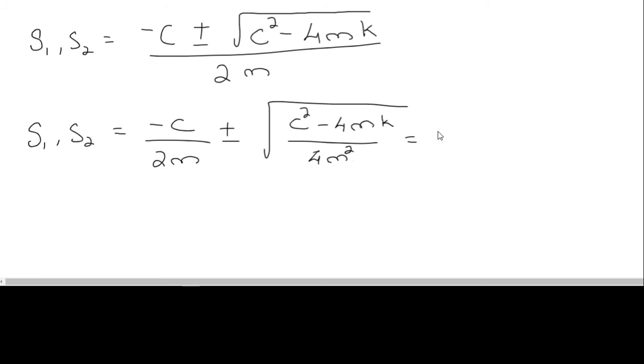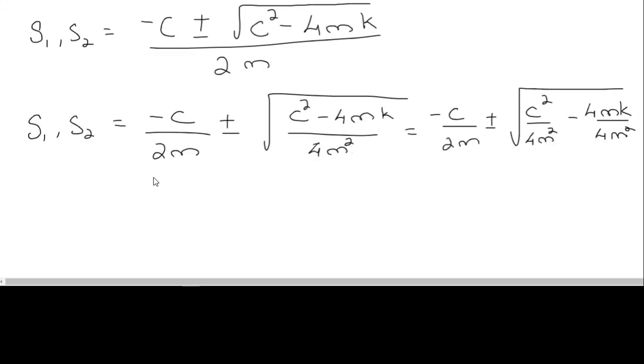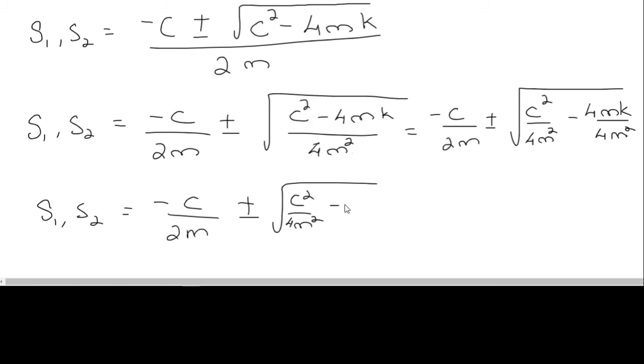And again splitting up the denominator inside the radical. So c by 2m plus or minus root of c square over 4m square minus 4mk over 4m square. So we can cancel out and we can simplify it into s1 comma s2, that are two roots of the equation, as minus c over 2m plus or minus root of c square by 4m square minus k over m. 4 and 4 will get cancelled, m square and m will get cancelled. So k over m.